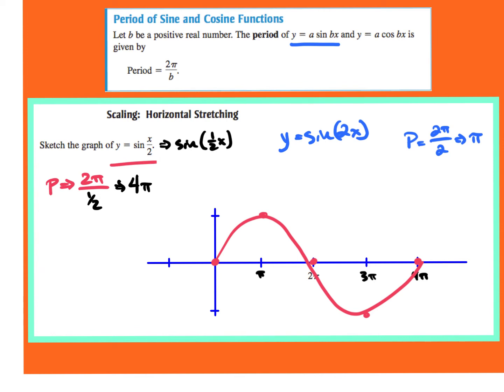Where does sine start? 0. Where's this one going to finish? At pi. Now, where also is it going to cross? Pi over 2, because it's going to cross at the halfway point. Does that make sense? And where's it going to have its maximum? Where's it going to go up to 1? Pi over 4. It's going to go back down at pi over 2. And then where's it going to have its min? 3 pi over 4, because we're splitting them up into fourths.